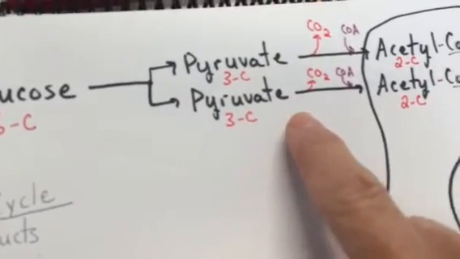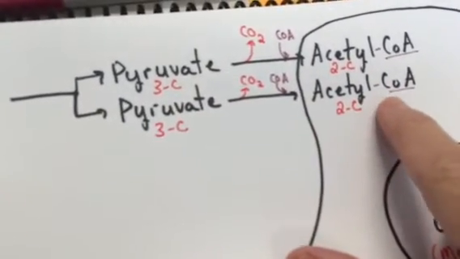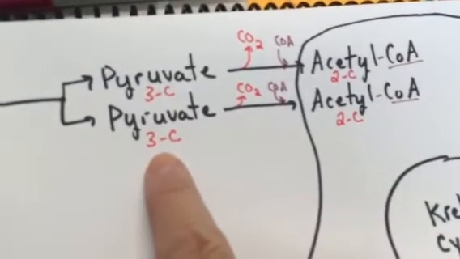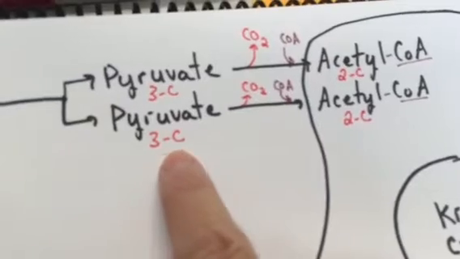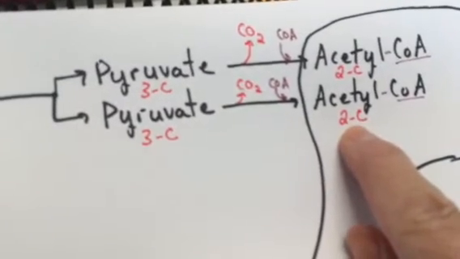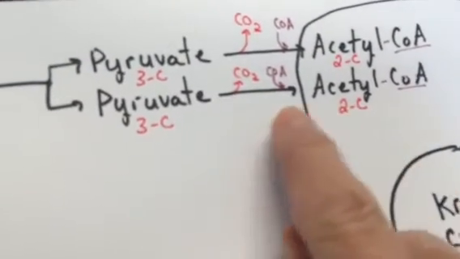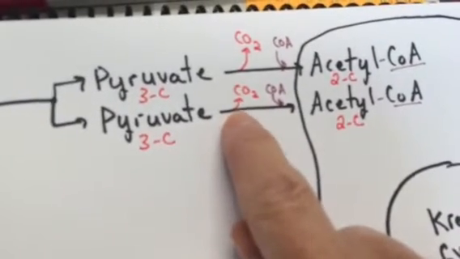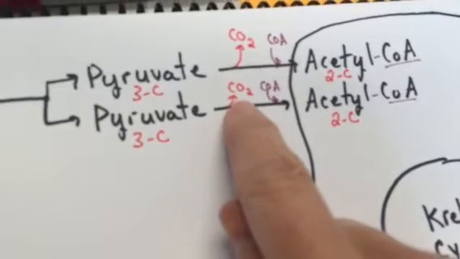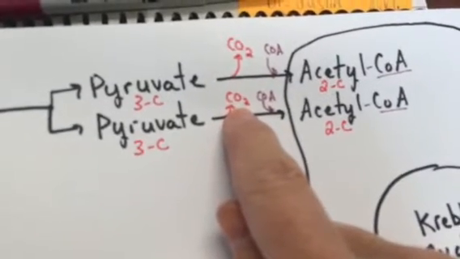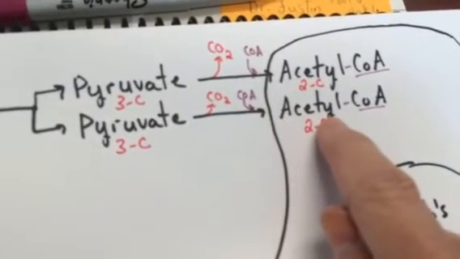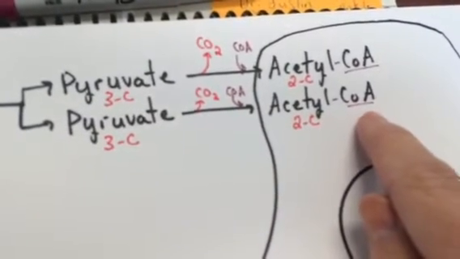Pyruvate will then go through the formation of acetyl coenzyme A, step number 2, to produce acetyl coenzyme A. Since we go from pyruvate with 3 carbons to the acetyl group with 2 carbons, here's the first place we see carbon being removed. When carbon is removed from our carbon compound here, we produce a molecule of carbon dioxide. Coenzyme A actually enters the reaction and picks up the acetyl group to form acetyl coenzyme A.